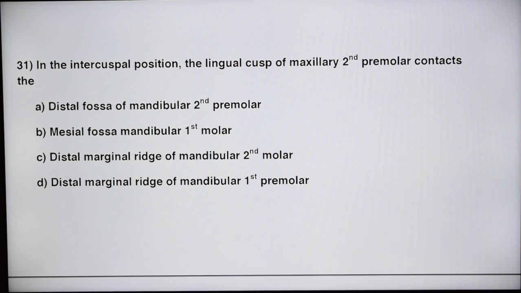I have discussed all this with pictures in one of the videos in dental anatomy lectures. You can refer to that for more information. So here the lingual cusps of premolars usually occlude with the triangular fossas of mandibular premolar. So the appropriate option here is option A, that's the distal fossa of mandibular second premolar, right?